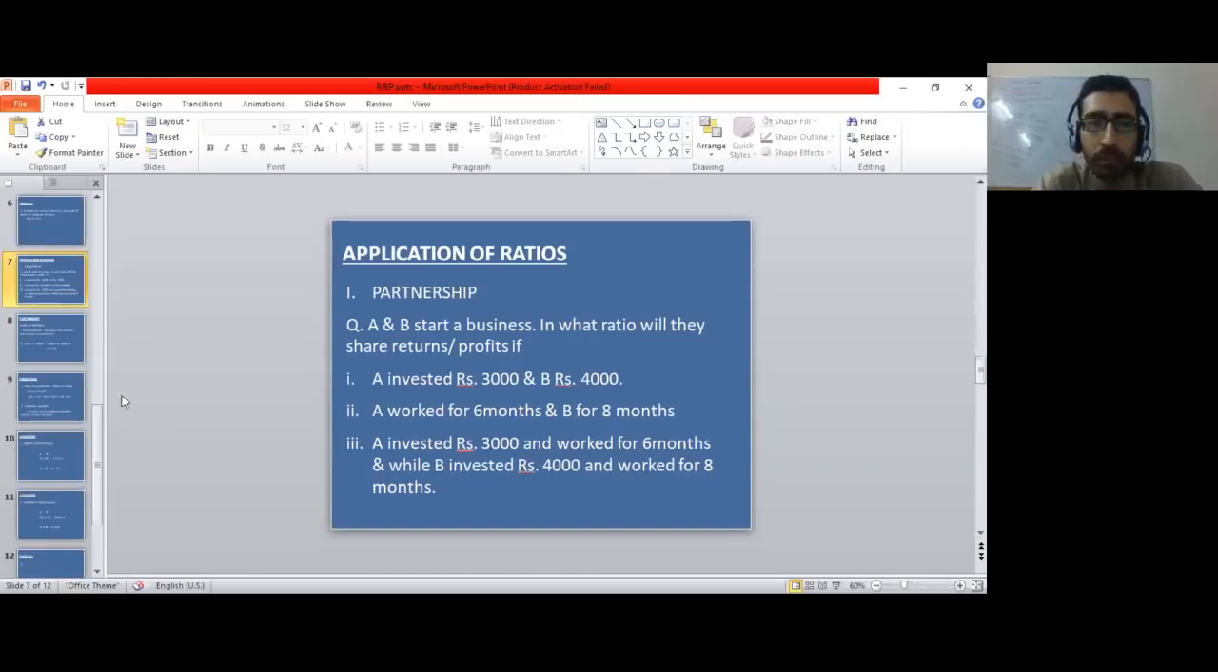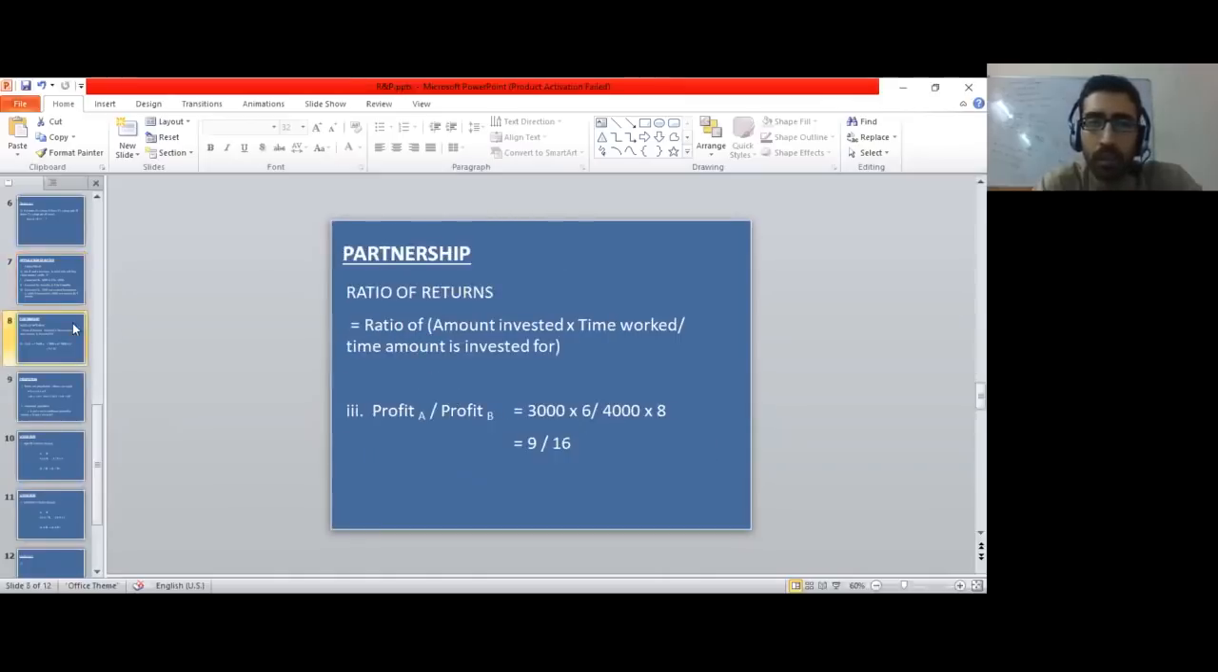Yes, indeed, you'll multiply both because of this. So in general, the ratio of return is always the ratio of the amount invested into time worked, or not just time worked. It could also be the time for which the amount is invested. What do I mean by that? Here, the profit enjoyed by A divided by the profit enjoyed by B will be 3,000 into 6, because that fellow is working for 6 months, divided by 4,000 into 8. Yeah, and which comes out to be 9/16.